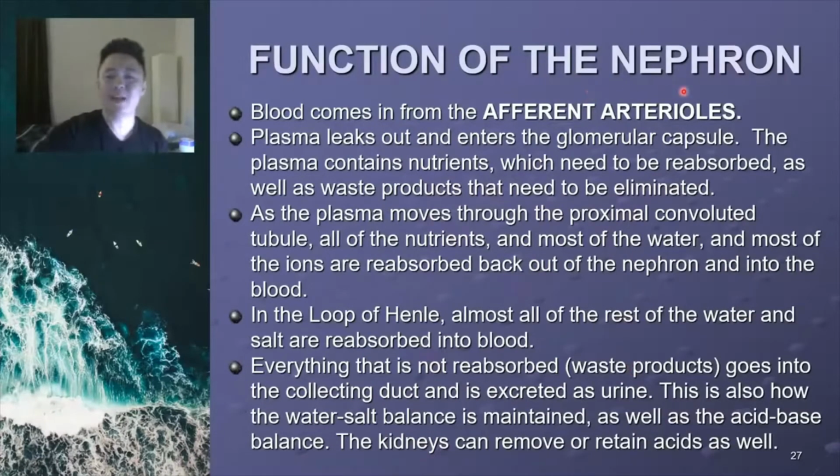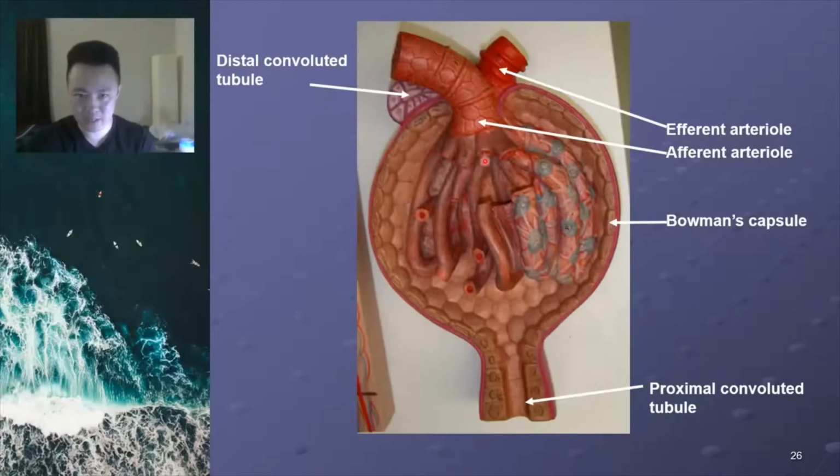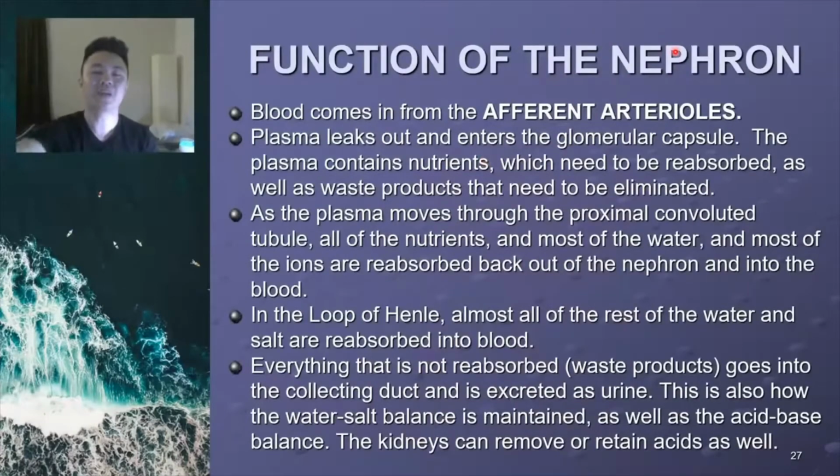Now, the blood comes in from the afferent arterioles. Again, back here, blood comes in here. And then the plasma leaks out and enters the glomerular capsule. It contains nutrients which need to be reabsorbed back in, as well as waste products which need to stay in the filtrate. Now, as the plasma moves through the proximal convoluted tubule, all the nutrients and most of the water and most of the ions are reabsorbed back out of the nephron and then back into systemic circulation.